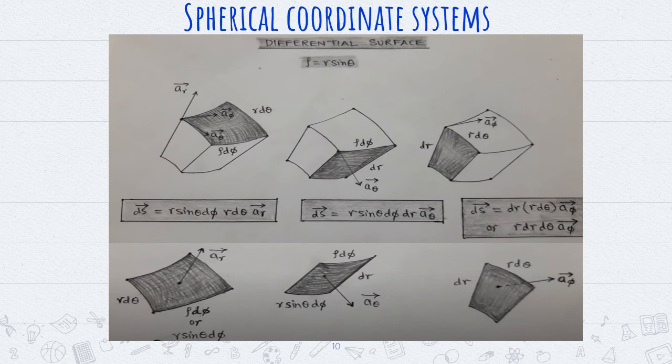Now the second formula is along the a theta vector. This a theta is perpendicular to the two directions: one is dr and the second is r sin theta d phi. So ds is equal to r sin theta d phi dr into a theta vector. Now the third one is along the a phi vector. This a phi vector is perpendicular to dr and r d theta. So the third surface formula is ds is equal to r dr d theta into a phi vector. That is about the differential surface.